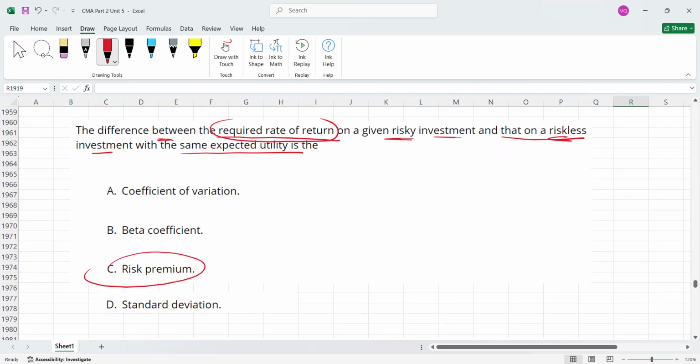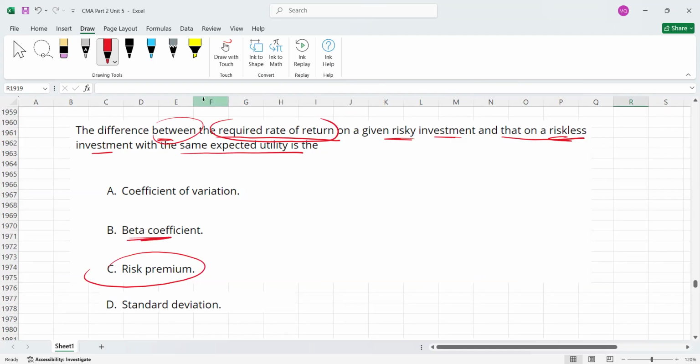Because risk premium is always the difference, always the premium. Risk premium means what extra you want for your extra risk, right? On one side, you are investing in the risk-free investment, and on the other side, you are investing in companies where you are taking risk, so obviously the return will change. The difference between what you get on the risky investment and the return on the risk-free investment is called risk premium.